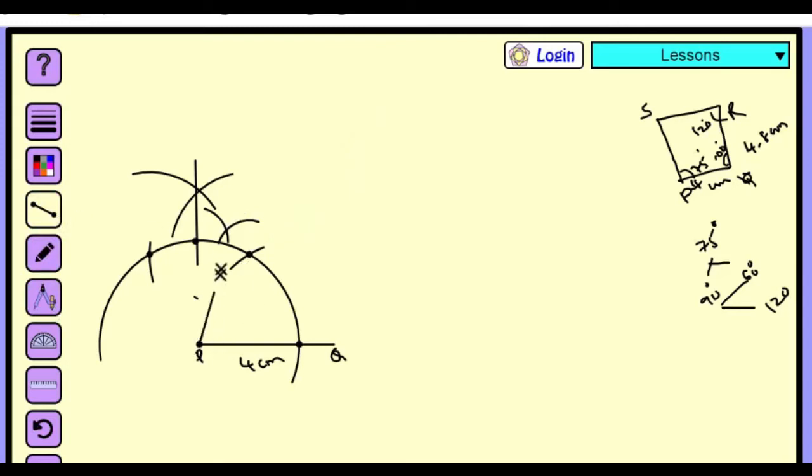Now remove the compass and draw a ray through that 75 degrees point and label it X, that is the PX ray. Now you should mark it as 75 degrees.